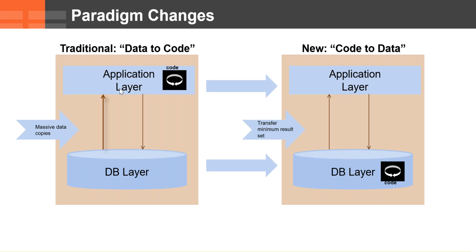When you use the data to code paradigm, performance was affected more. To get the data from the DB layer to the application layer, massive data is copied, which results in more affected performance. In the code to data paradigm, only the result set is transferred from the DB layer to the application layer, but calculations are performed in the DB layer, which gives more performance. So core data services in ABAP use the code to data paradigm.